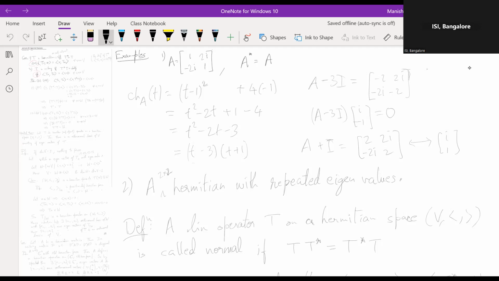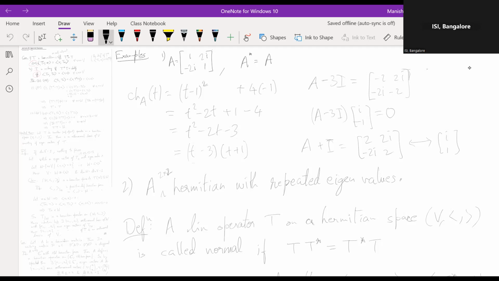So you can check (i, minus 1) and (1, i). So this is orthogonal, right? You get i times minus i squared plus... so minus 1 times 1 is minus 1, and minus i squared is plus 1. So plus 1 minus 1 is 0. Yeah. So is it okay?